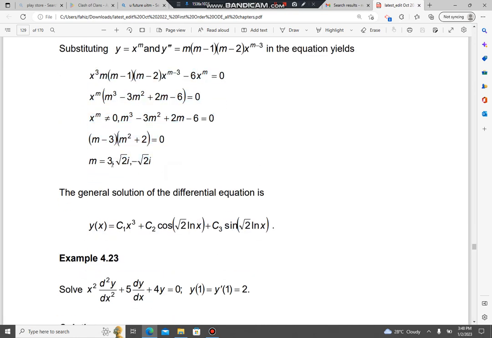So m ni kalau kita tengok nilai dia kat sini adalah real. So we use c1 x cube. And then set 2i, minus set 2i. So this one means yang roots kedua dengan ketiga ni adalah bentuk imaginary. So kita gunakan bentuk yang ni: c2 cos set ln x plus c3 sin set ln x.